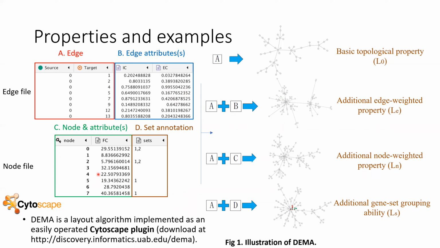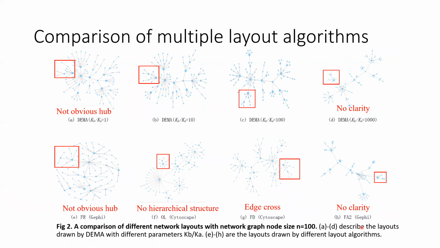In part C, the node file includes a fold change. With fold change, DEMA would not only show the network modularity, but also reflect the relation between the nodes by collaborating the length of the edges. In part D, the node file includes gene set annotation, and by importing that, the layout can show the grouping ability. We compare DEMA with other layouts using a random network with 100 nodes satisfying the scale-free property.